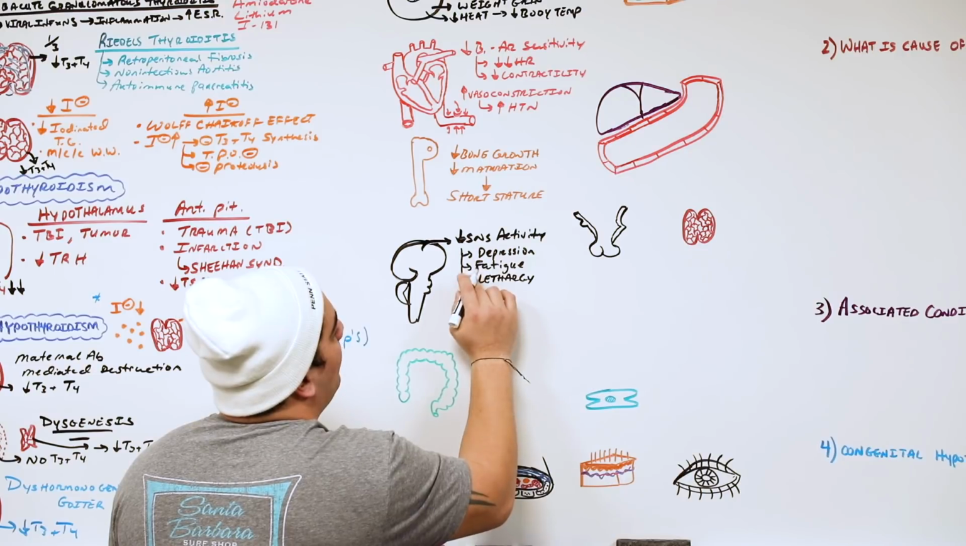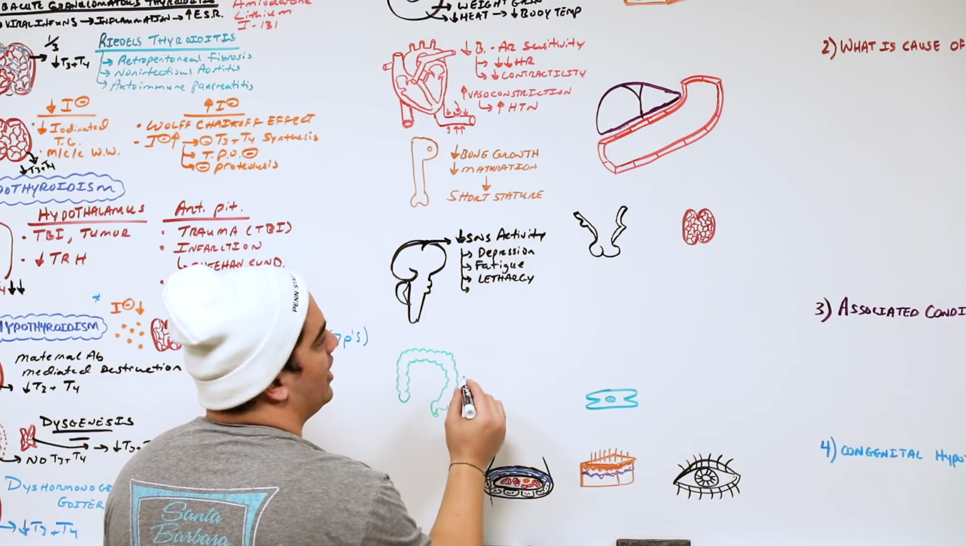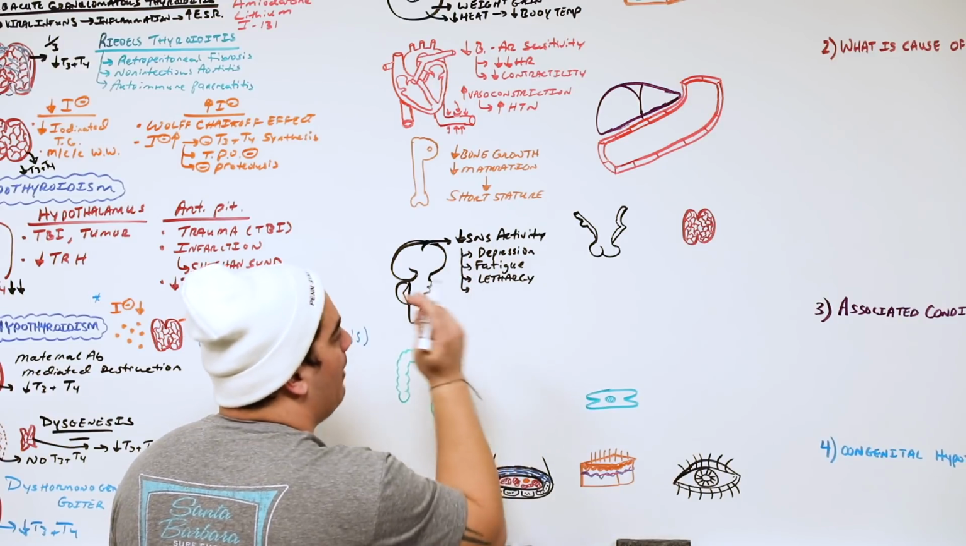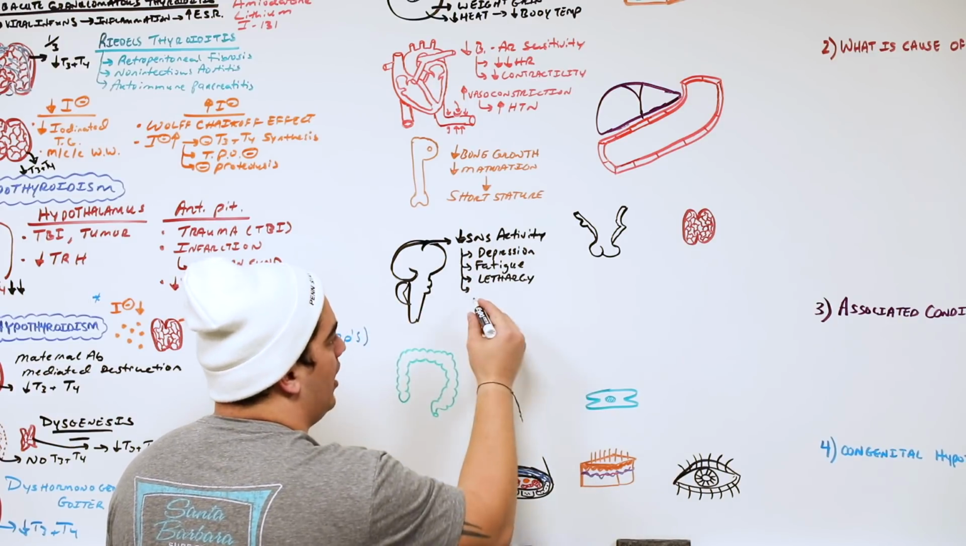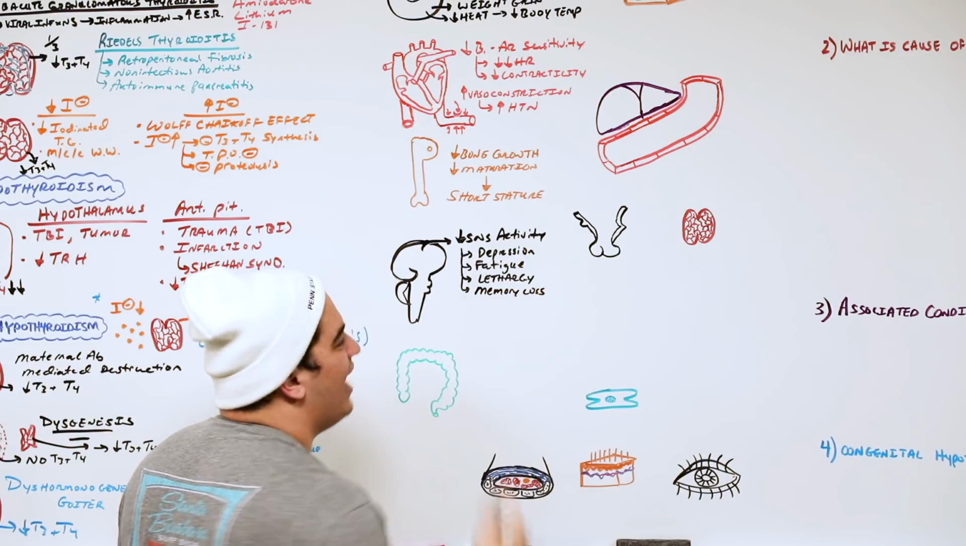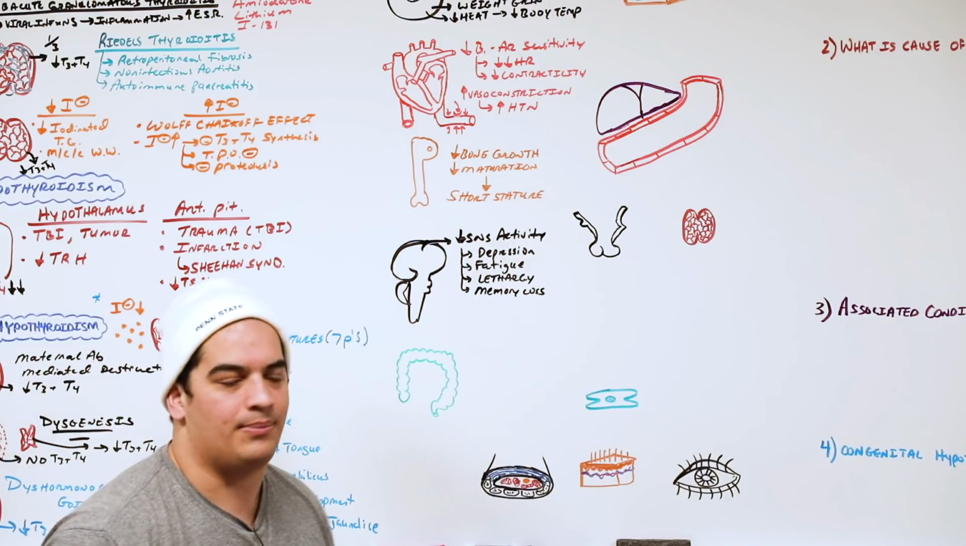But another one is that thyroid hormone is also important for your memory circuits, Papez circuit that we talked about in neuro. And so because of that, less thyroid hormone may have less activity within your memory circuits. And so that may lead to some memory loss or deficits or mental dulling, if you will.